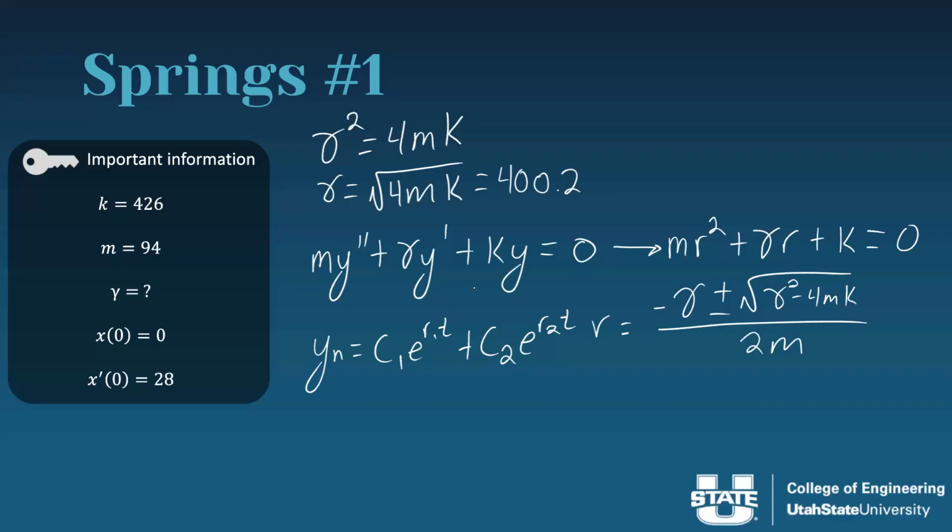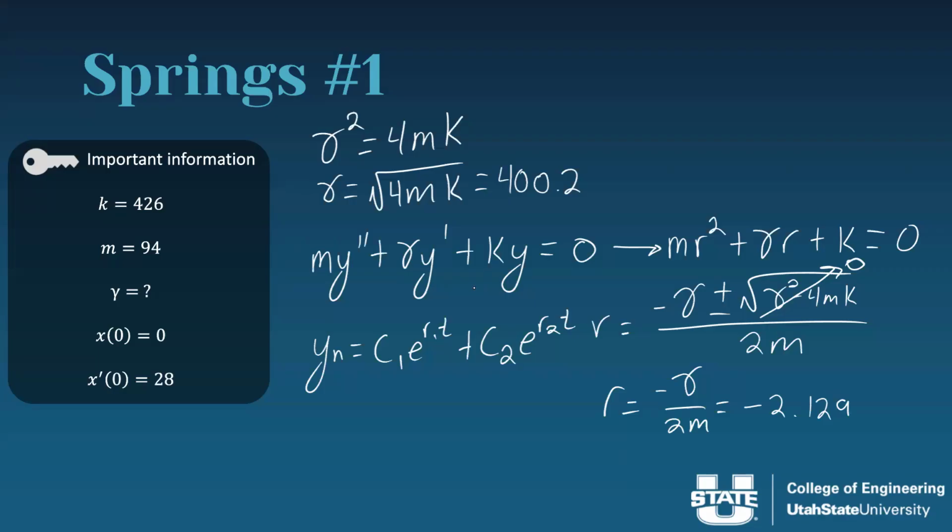Inside the parentheses, we have our gamma squared minus 4mk, which we already determined from critical dampening that gamma squared equals 4mk. So inside the square root is 0. So our r is just going to be minus gamma over 2m, which with our 400.2 and our m, what does that come out to be? Okay, 2.129.